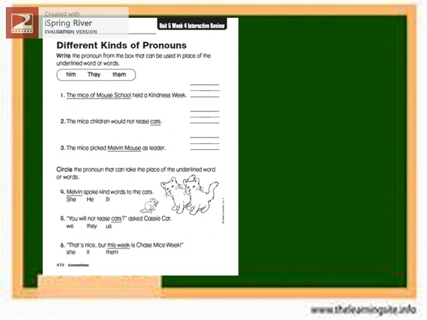Next, circle the pronoun that can take the place of the underlined word or words. Number 4. Melvin spoke kind words to the cats. Number 5. You will not tease cats. Ask Cassie Cat. Number 6. That's nice, but this week is Trey's Mice Week.